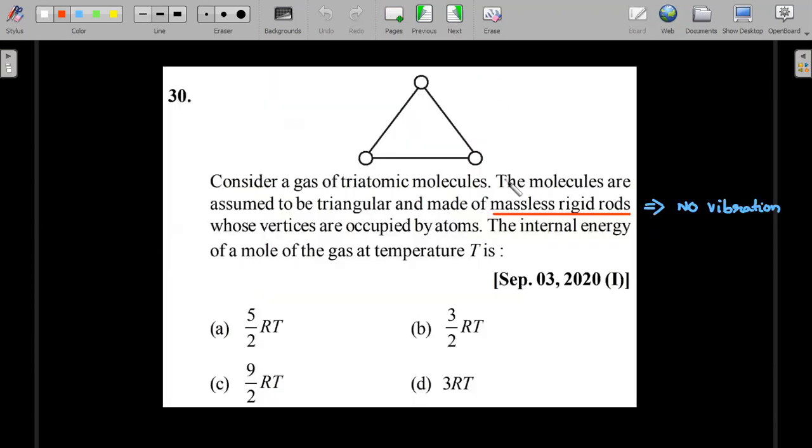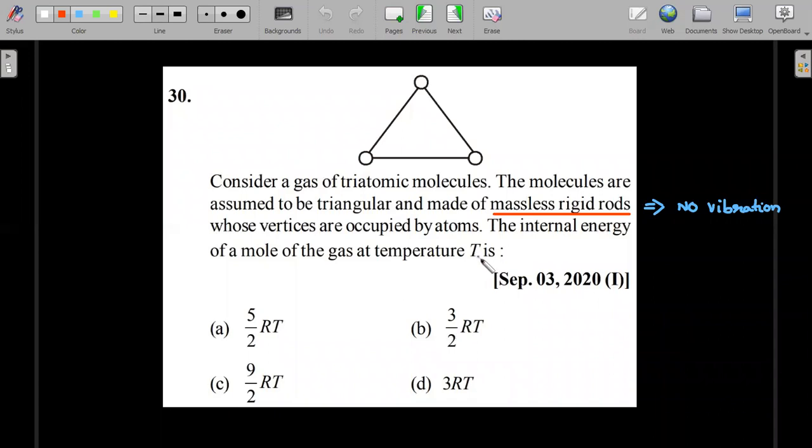Okay, so let's move forward. Another question on the September shift. Consider a gas of triatomic molecules. The molecules are assumed to be triangular and made of massless rigid rods. Whenever someone says rigid, celebrate, because you don't have vibrations there. Whose vertices are occupied by atoms. The internal energy of a mole of gas at a temperature T is. I think this is pretty straightforward.